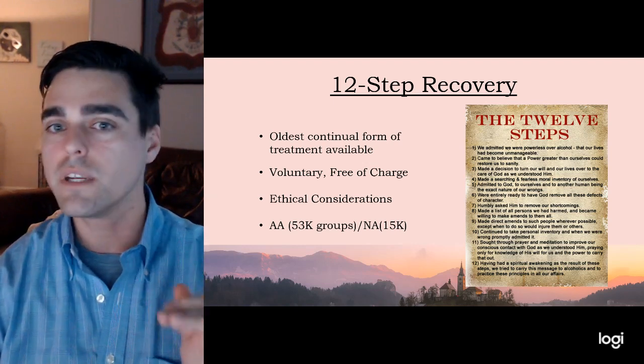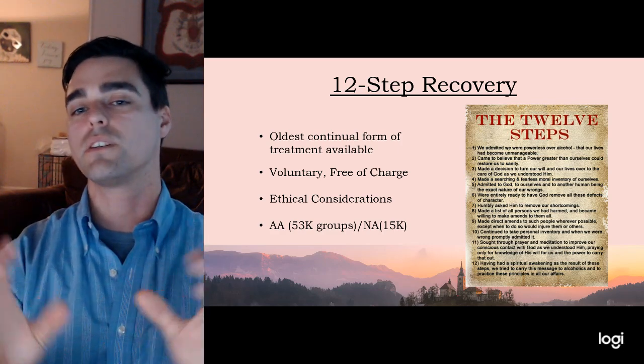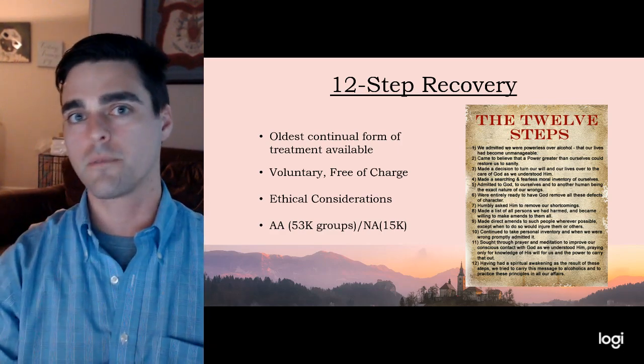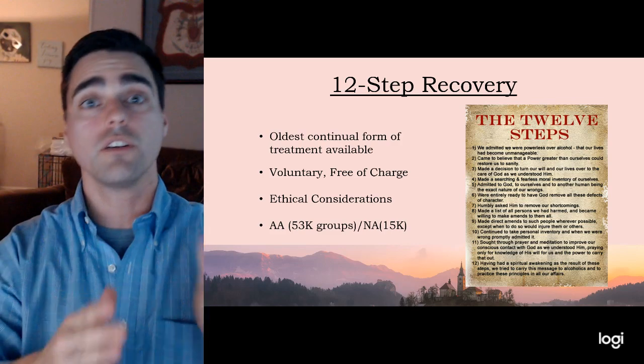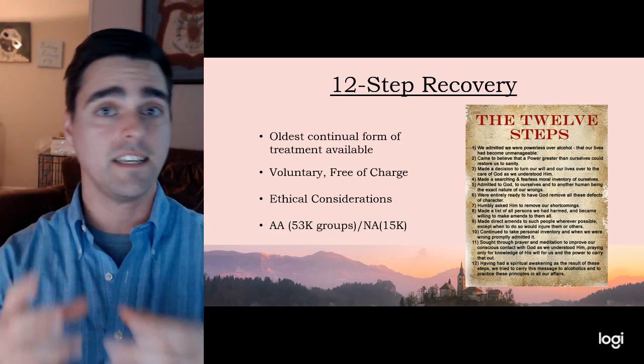One of the big reasons to support AA in here is there's 53,000 AA groups and 15,000 NA groups. And so that means a person can go to a meeting every day, which is something AA typically recommends. It's called 90 and 90.